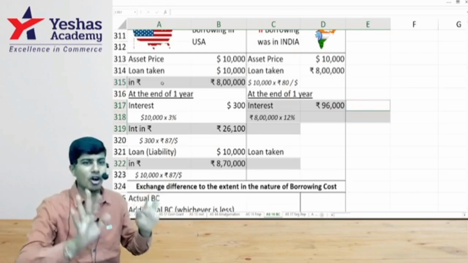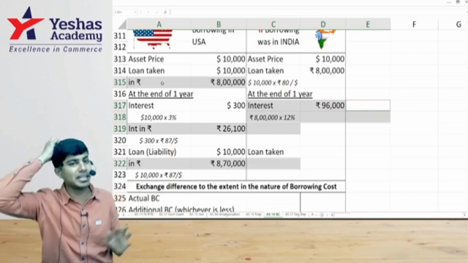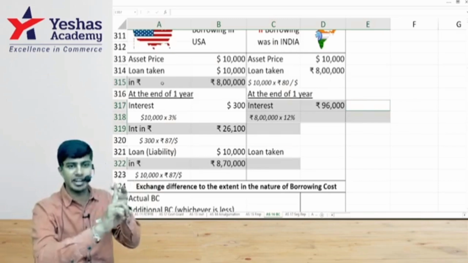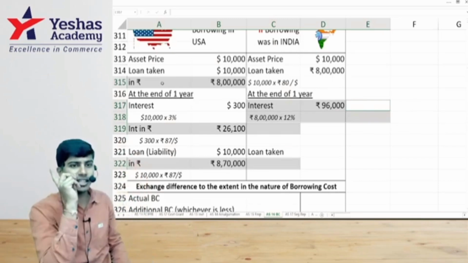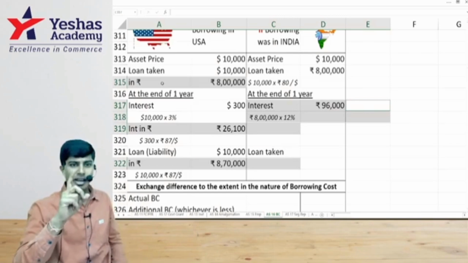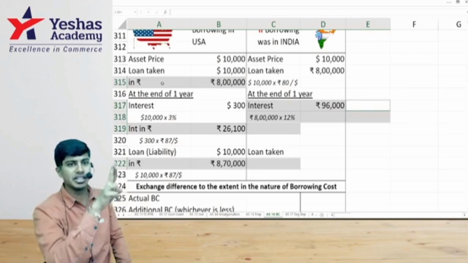For taking this borrowing in USA, how much is the money that you are paying? 26,100 as interest, plus premium on repayment of loan, 70,000, as 8 lakh became 8 lakh 70,000. Together, how much is it?